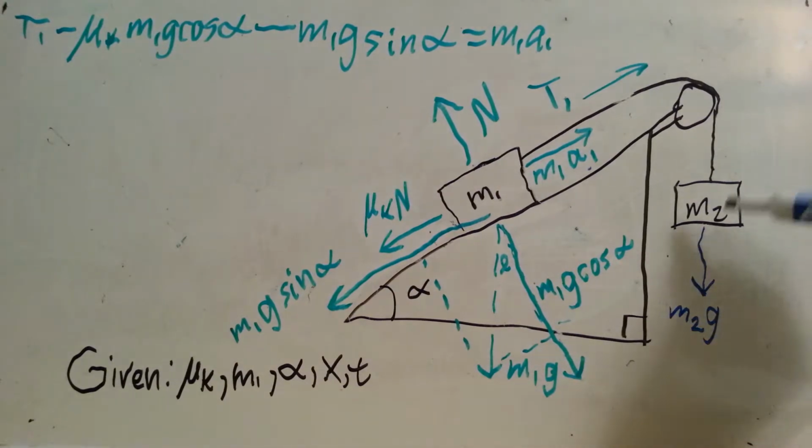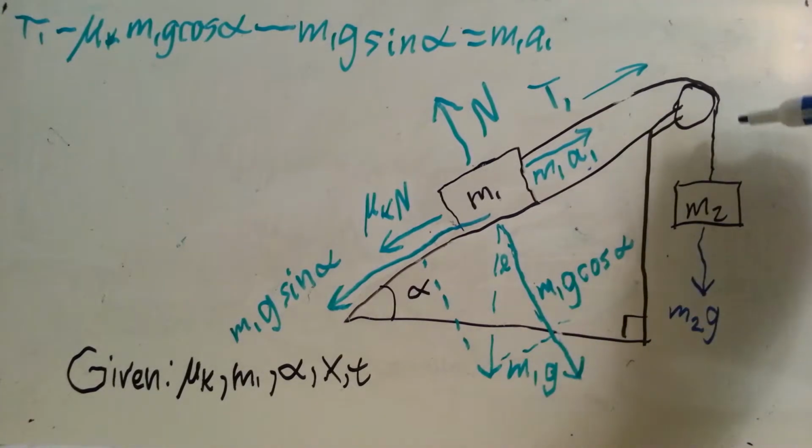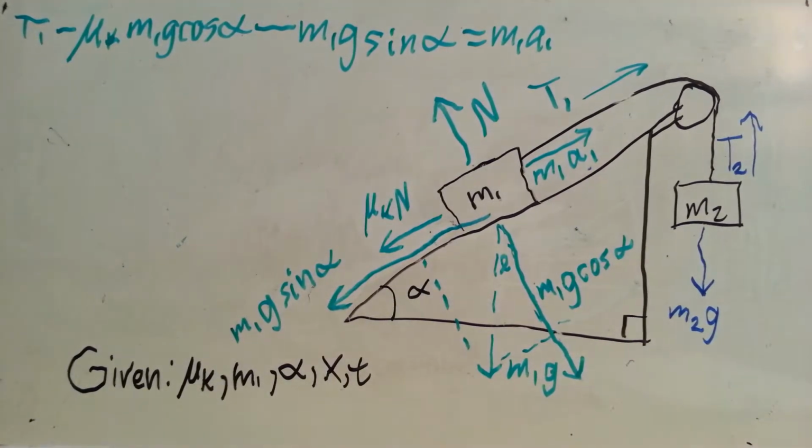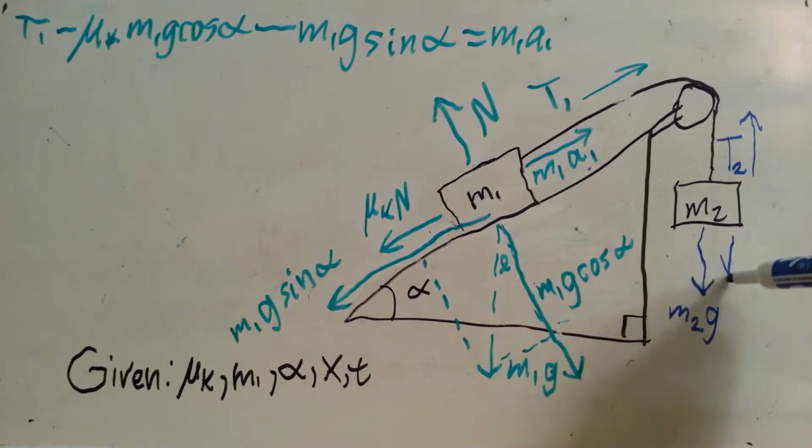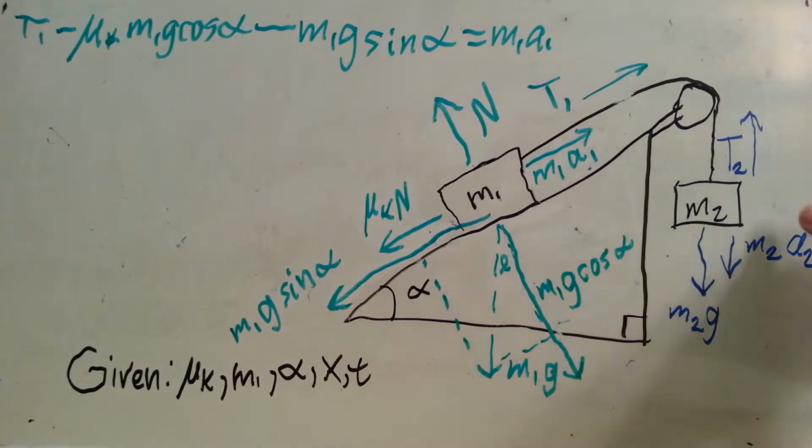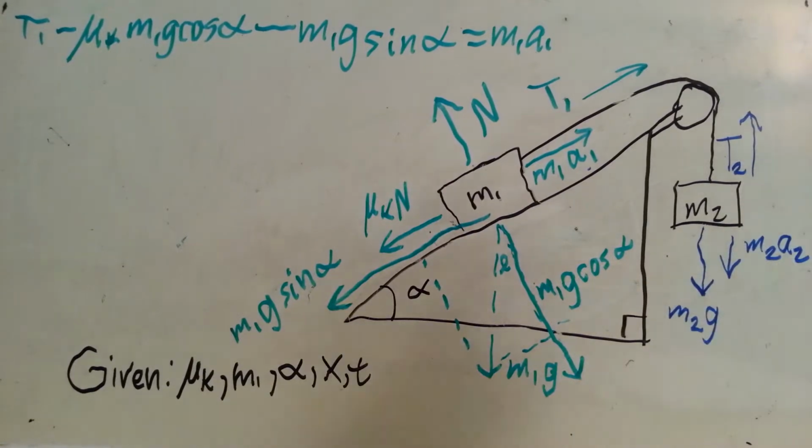Okay, so m2 times g is our downward force. And we have some upward force, call it t2. And that is it for the second box. Oh, well, I should say the net acceleration is, of course, going to be equal to m2a2. Write that so you can see it. There we go.